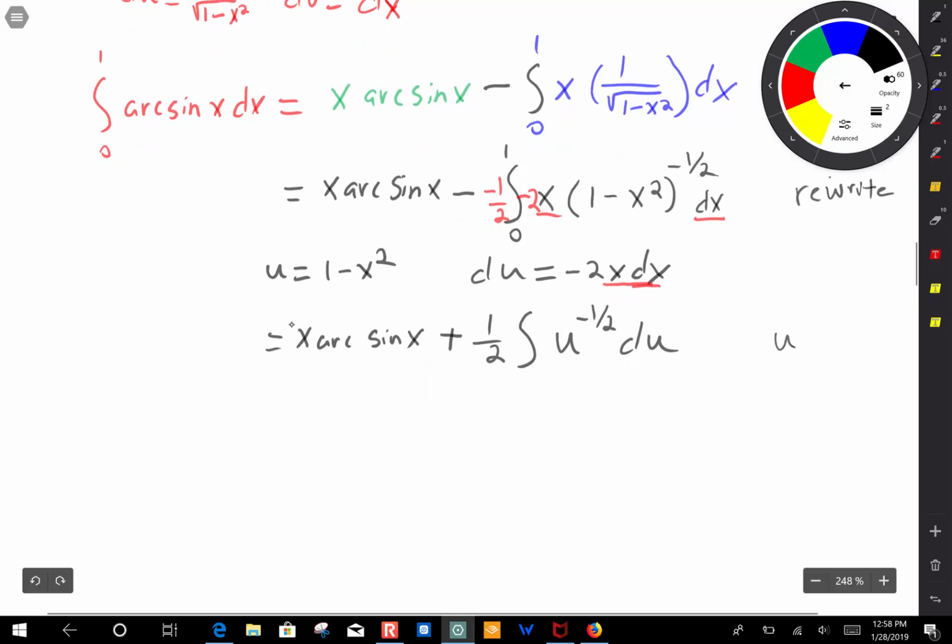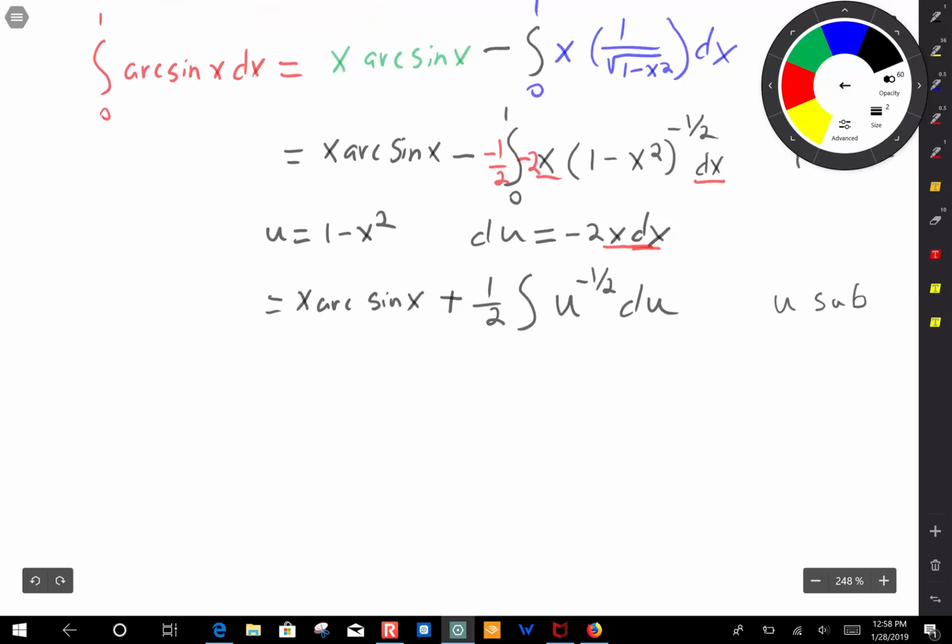So I'm just going to write u sub. That's what we did there, right? Now we can take the integral of that. What is the integral of negative u to the negative 1/2? Well, remember, when you add a 1 to a negative 1/2, it's just going to become a positive 1/2.